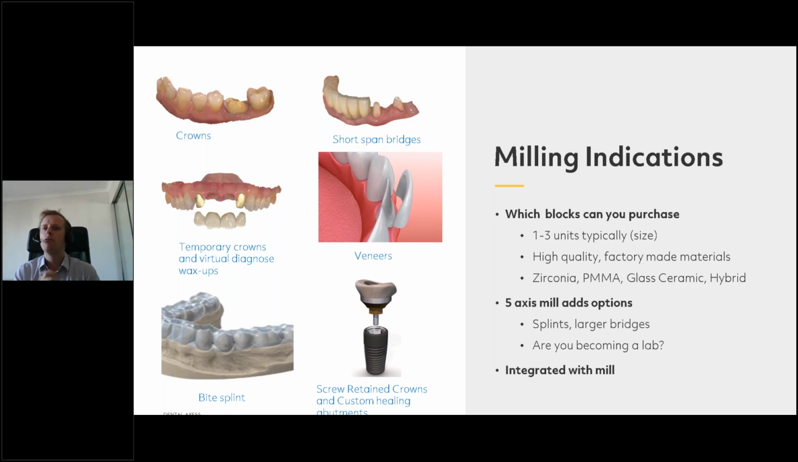So you're buying really strong factory made TGA certified materials when you're milling. If you want to do larger things such as a bite splint or larger bridges, you'll have to then consider a 5-axis mill to ensure that there are no undercuts and you get a nice seating. But the other consideration then is, are you becoming a lab? Is this what you want to do? What range of indications do you want to restrict yourself to intentionally?